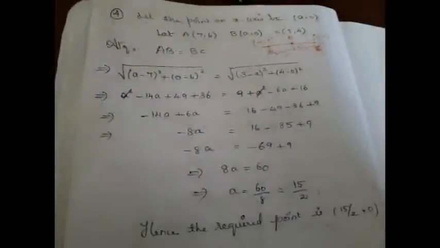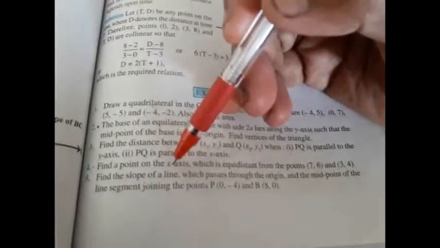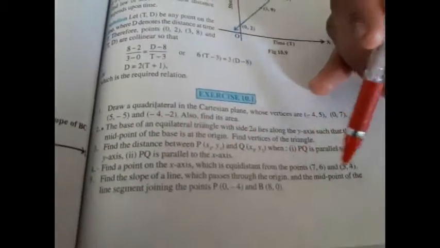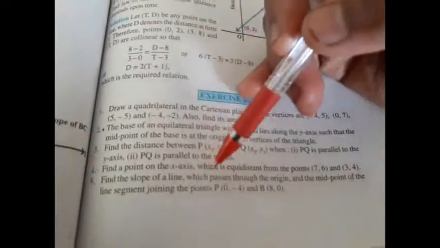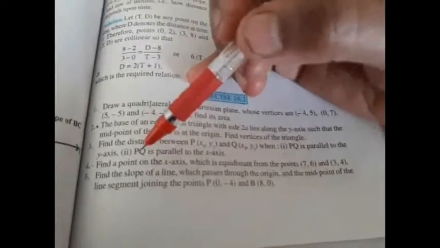Hope you understood. Let us move on to the next question now. See the fifth question. Find the slope of a line which passes through the origin and the midpoint of the line segment joining the points. Read the question again slowly, understand it carefully.